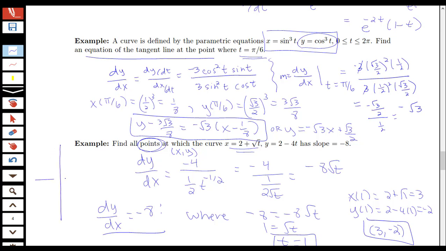Just to give you a visual to go along with this, this curve turns out to be a portion of a parabola, so it looks something like this. Here at (3, negative 2), somewhere down here, is where I'm having that slope of negative 8.